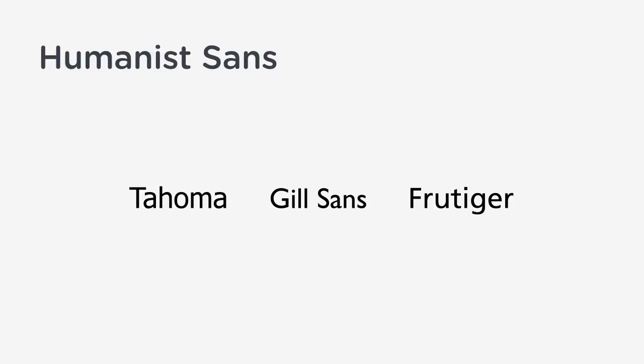Next, we have Humanist sans, not to be confused with Humanist serifs, and these get back to some calligraphic roots with greater variations in line widths. These are often the most legible of the sans serifs bunch, hence their popular use as website body copy. Examples include Tahoma, Gill Sans, and Frutiger.